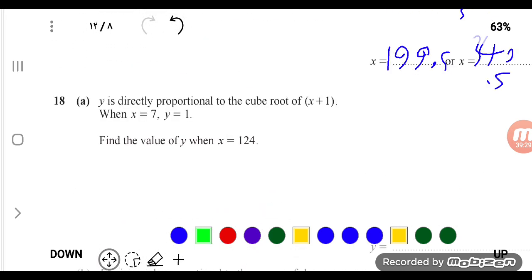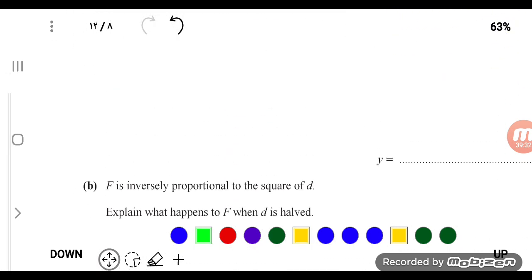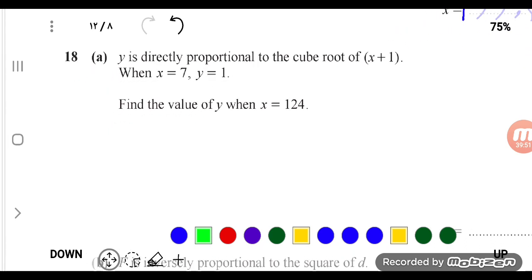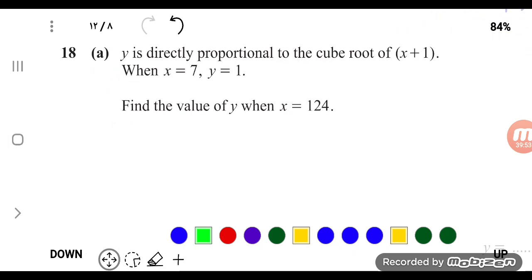Here you are given y is directly proportional to the cube root of x plus 1. When x is 7, y is 1. Find the value of y when x is 124. So this is a proportion question. Let's see how we solve it. We're saying to you y is directly proportional to the cube root of x plus 1.